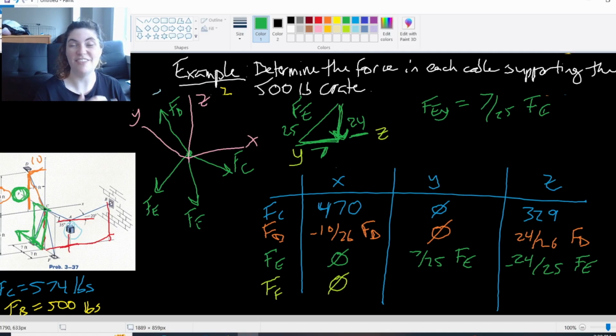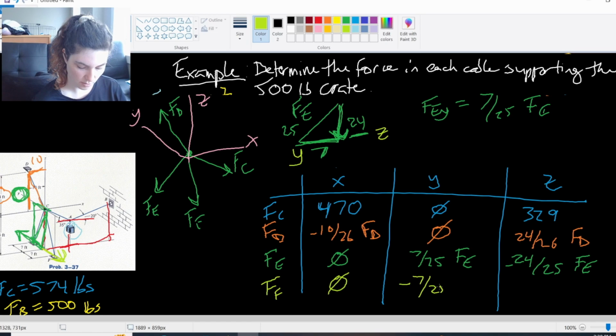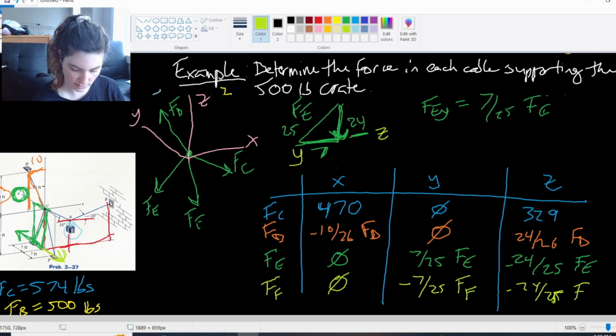And again, FF is set up exactly the same way. It has the same negative z component, exactly the same triangle setup. The only difference is the y component is in the negative y direction, right? So instead of being in the positive y direction, it's in the negative y direction. But it's exactly the same. Negative 7/25 times FF. And then the z component is exactly the same. No sign change or anything. Negative 24/25 FF.